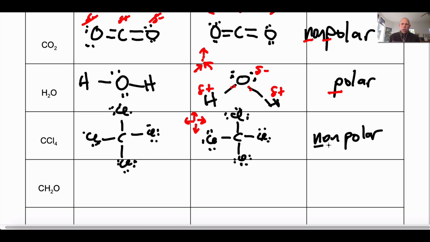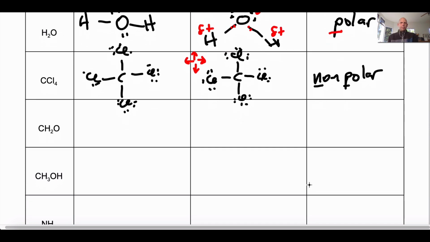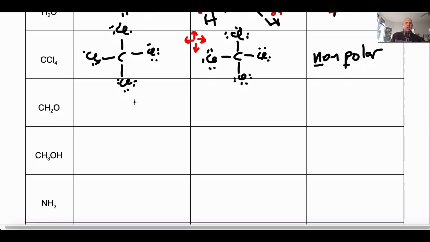That means we show no partial charges on the molecule. Okay, let's look here at CH2O. If we do the Lewis structure here like this, we end up with a trigonal planar molecule. Okay, so let's look at the dipoles here.